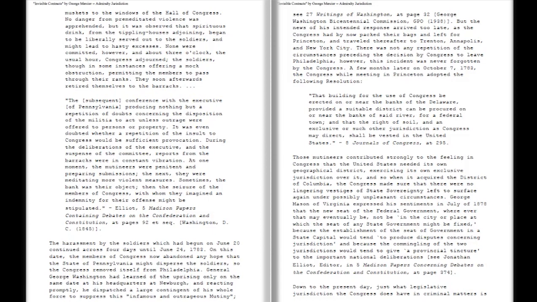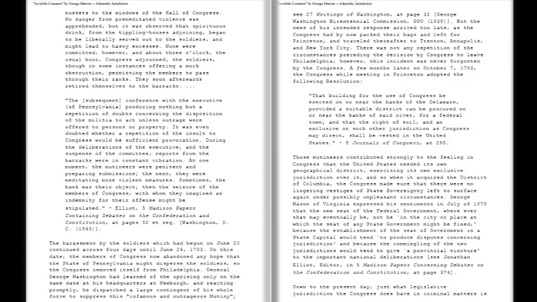Those mutineers contributed strongly to the feeling in Congress that the United States needed its own geographical district, exercising its own exclusive jurisdiction over it, and so when it acquired the District of Columbia, the Congress made sure that there were no lingering vestiges of state sovereignty left to surface again under possibly unpleasant circumstances.